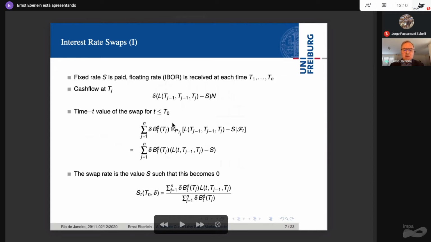The time t value for a time point before the start of the swap is nothing but the sum of these values, which we derived on the page before. And the swap rate is now nothing but the rate which makes this value 0. So put a 0 on the left side and solve for S, then you get this fraction. And the numerator here will become a key quantity in the following.